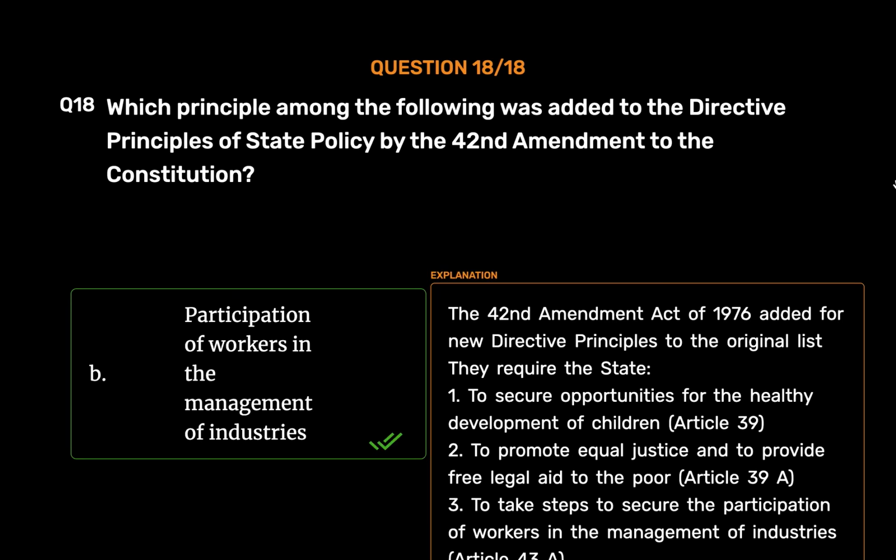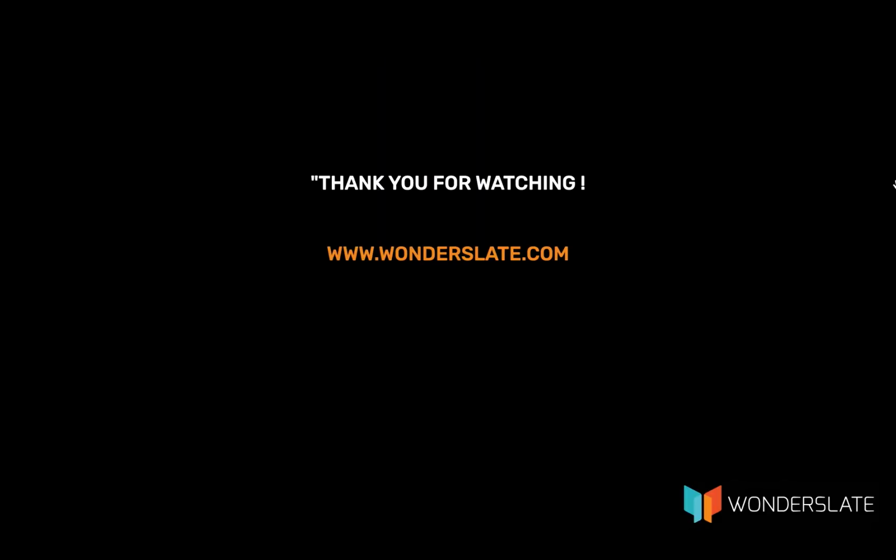The 42nd Amendment Act of 1976 added 4 new directive principles to the original list. They require the state 1. To secure opportunities for the healthy development of children. Article 39. 2. To promote equal justice and to provide free legal aid to the poor. Article 39A. 3. To take steps to secure the participation of workers in the management of industries. Article 43A. 4. To protect and improve the environment and to safeguard forests and wildlife. Article 48A.